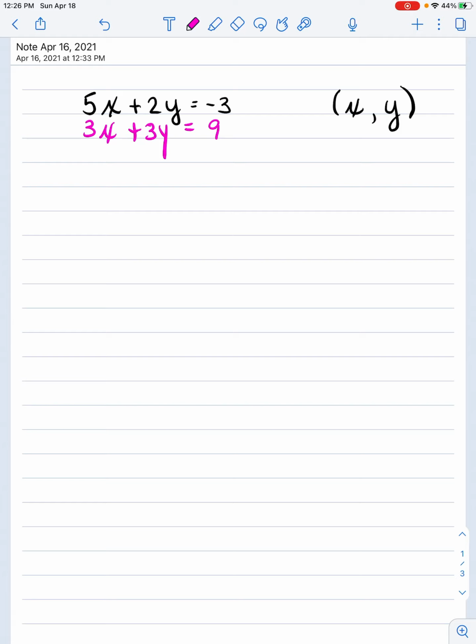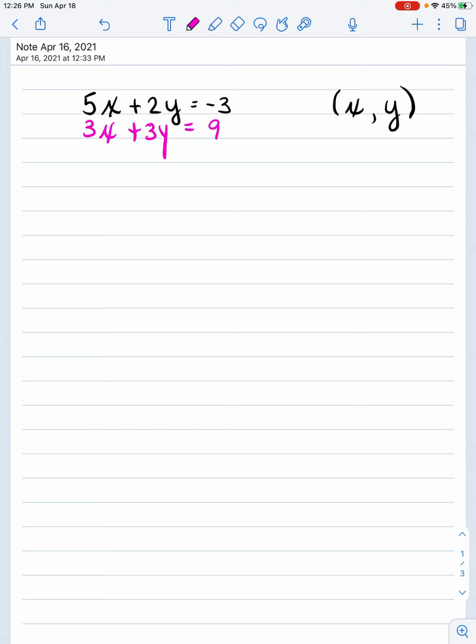Now, up until now, it's been simple. You've either had a coefficient that was the same or opposite for a variable, or you've had to multiply one equation because one of the variables had a coefficient that was a multiple of the second. In this case, we don't have that. So in this case we're going to have to multiply both, and we're going to be looking for common multiples.